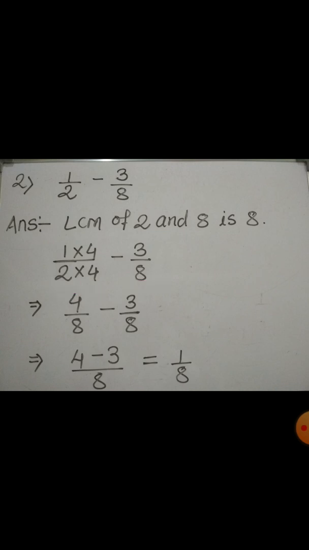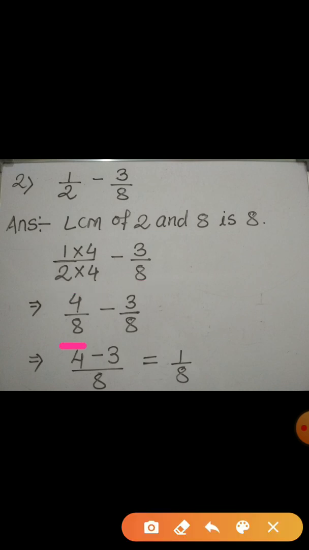After solving, what will you get? Yes, the first fraction will be 4 by 8 and the second is 3 by 8 only. Now 4 by 8 and 3 by 8 are like fractions. So now we are going to subtract the numerators and copy the denominator. So what will come? 4 minus 3 upon 8, which is equal to 1 by 8. So 1 by 8 is the final answer.